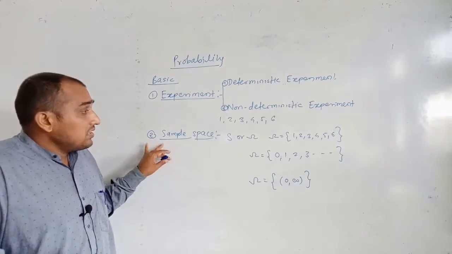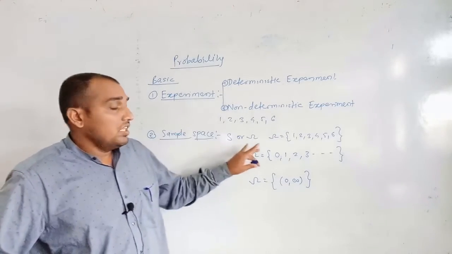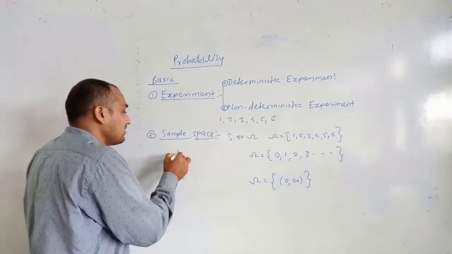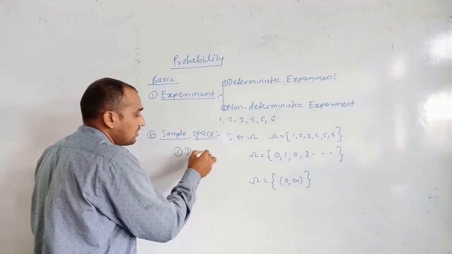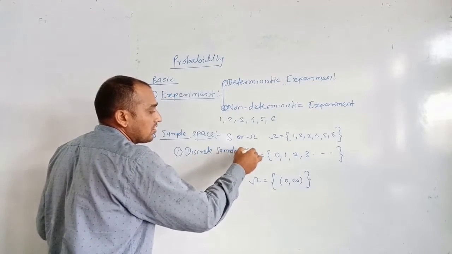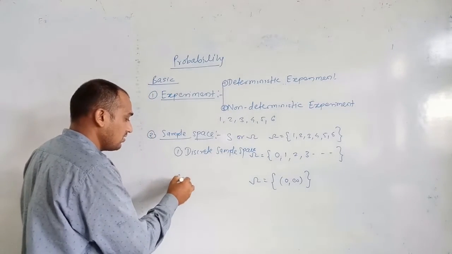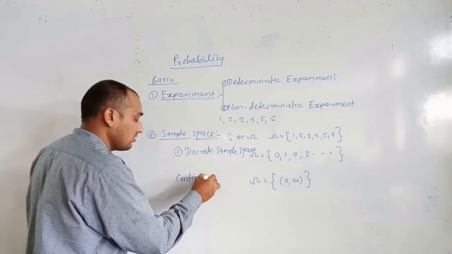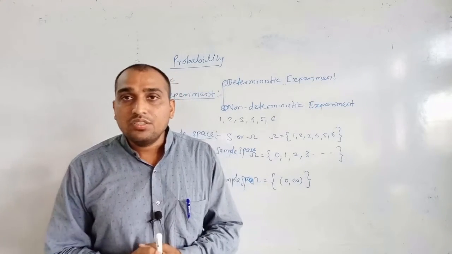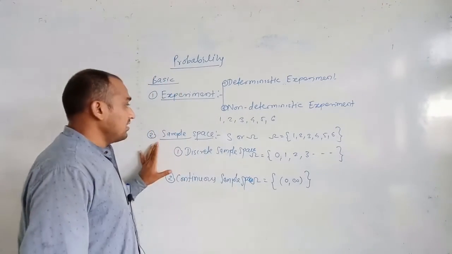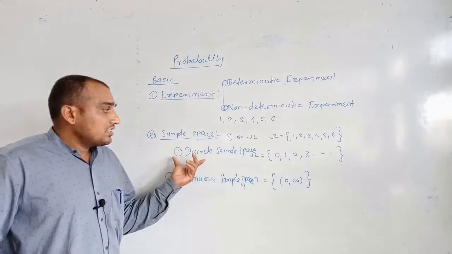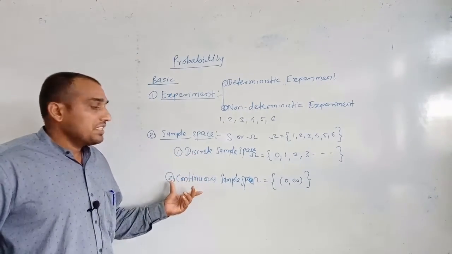According to the size of the sample space, or the elements in the sample space, the sample space has mainly two types. Number one is discrete sample space and number two is continuous sample space.